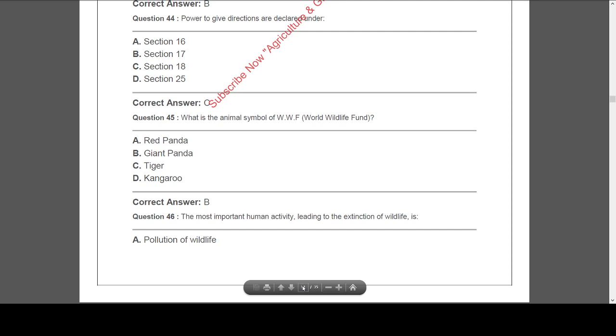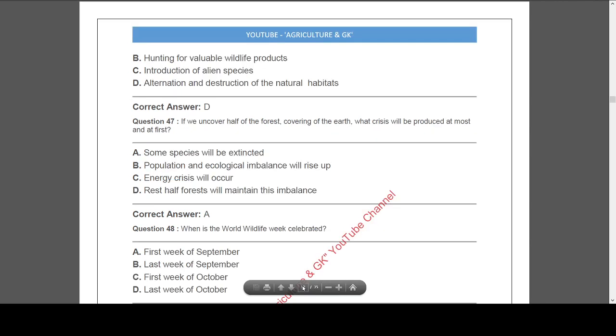What is the animal symbol of World Wildlife Fund? It is giant panda. Option B. The most important human activity leading to the extinction of wildlife? It is option D, alteration and destruction of the natural habitats.